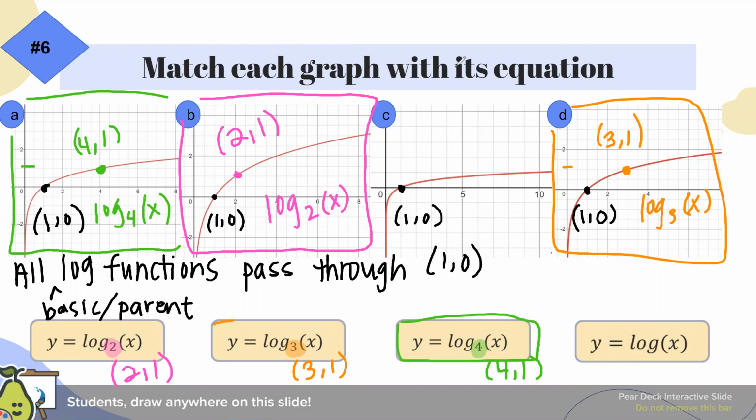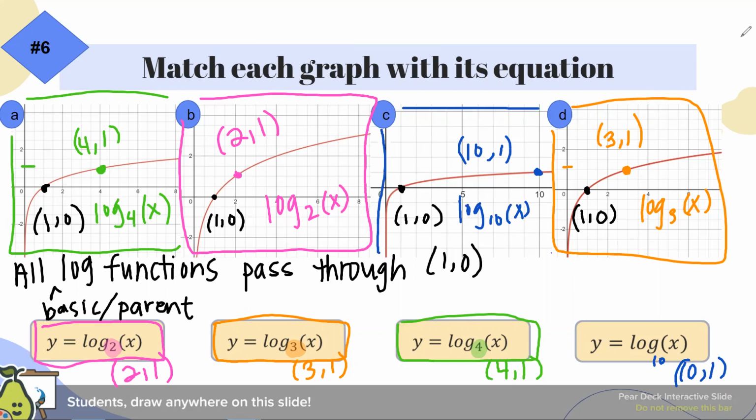And lastly, when we have a log without a base, the base is 10. That is the standard log function, log base 10. You could throw in a little 10 right there. That means 10 to the first power is always 10, so we're going to go through the point (10, 1). And look at here, that point is (10, 1). This means that this is log base 10 of x, or just log. Just regular old log of x.